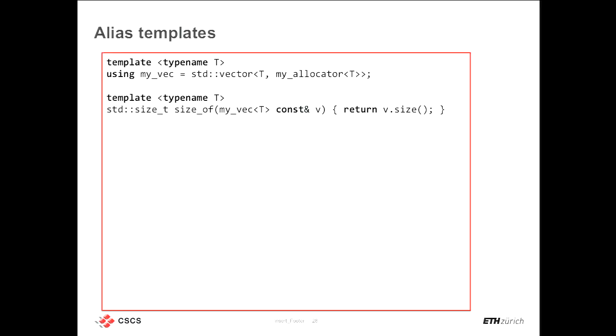So let's say we have my_vec, which is a standard vector of type T with the allocator I decided to put in there. And this is my vector. And now I have a size function which takes my_vec<T> and returns the size. Now v is a standard vector, right? So this v.size is defined as anything else in vector, because my_vec is just an alias for a vector. So this will be vector<T, allocator<T>>.size and gives me the size of the vector.